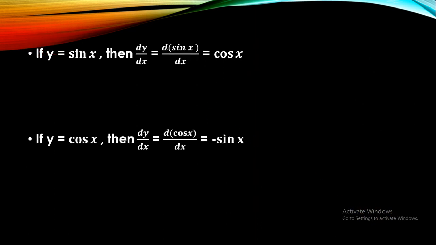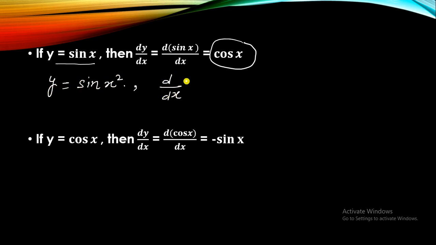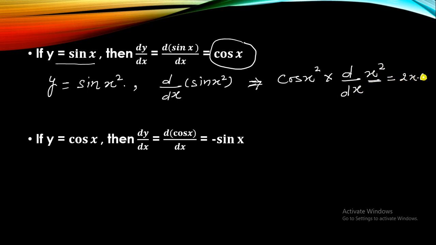Next, some trigonometric functions. Y is equal to sine x, then differentiation of sine is always cos x. But for example, y is equal to sine x square. In this case, d by dx of sine x square, not sine square x, but sine of x square. First we write the derivative for sine, it means cos x square, into differentiation of the angle. Then what is the differentiation of x square? 2x cos x square.